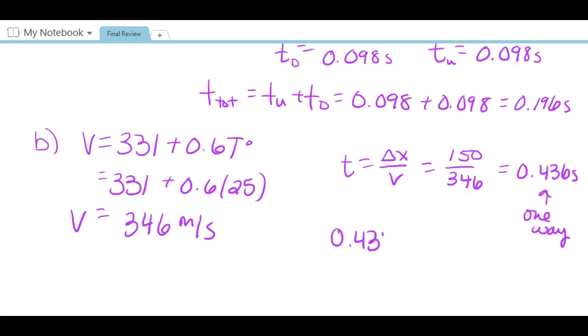Now because time up and time down are the same, just like the other one, we can multiply by 2 to get 0.867 seconds for both ways. So if the sound was totally traveling 300, it's going to be 0.867. If it was just 150, it's 0.436.